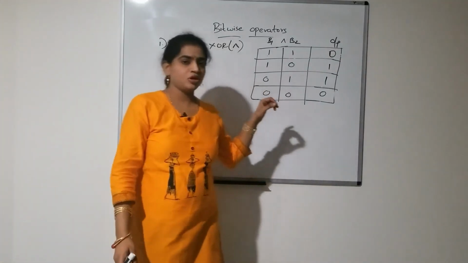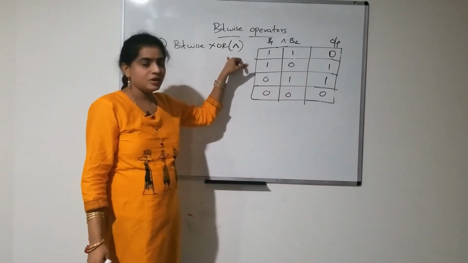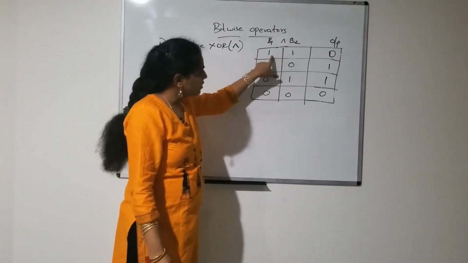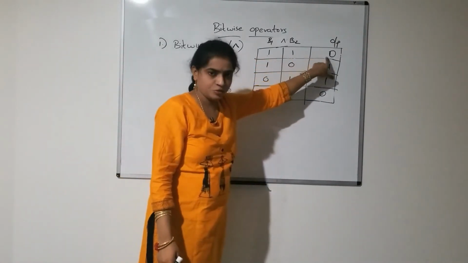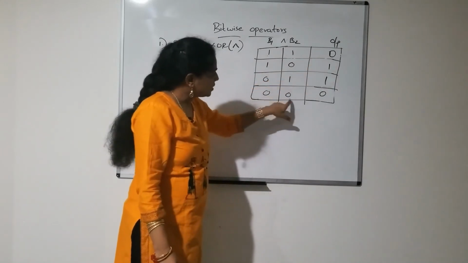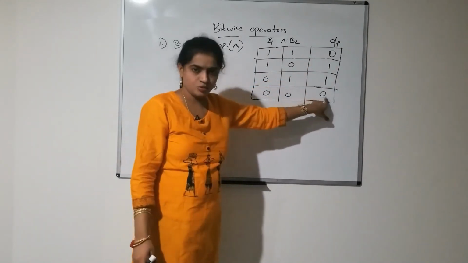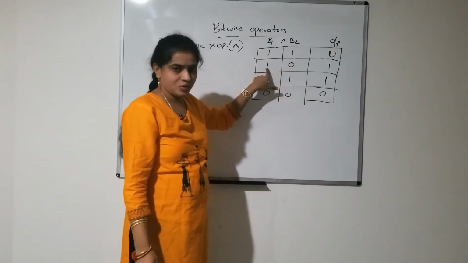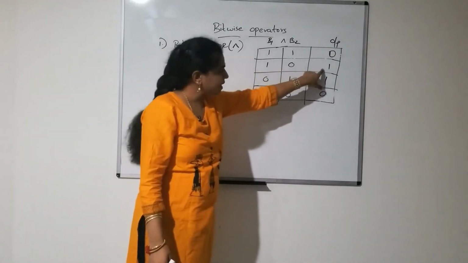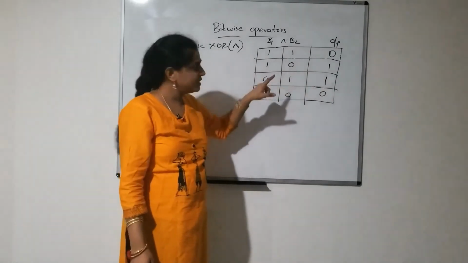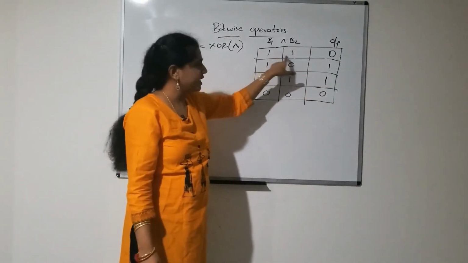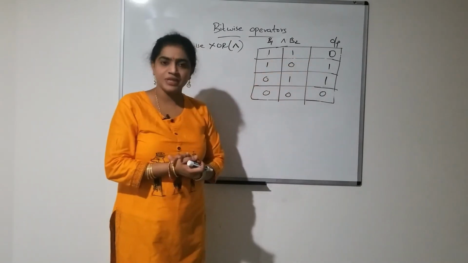Now let's talk about bitwise exclusive OR. If both bits are 1, then the output is 0. If both bits are 0, then also the output is 0. If any one of the bits is 1, then only it returns 1. That means if both bits are different, it returns 1. If both bits are equal, then it returns 0. That is about the exclusive OR.